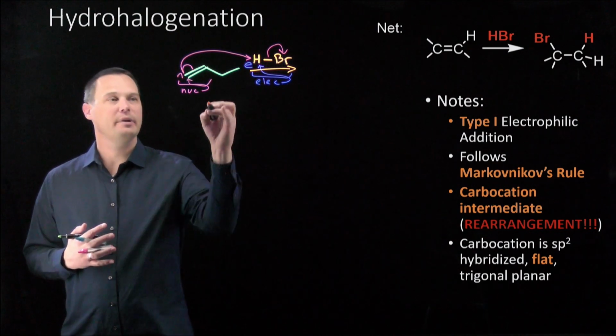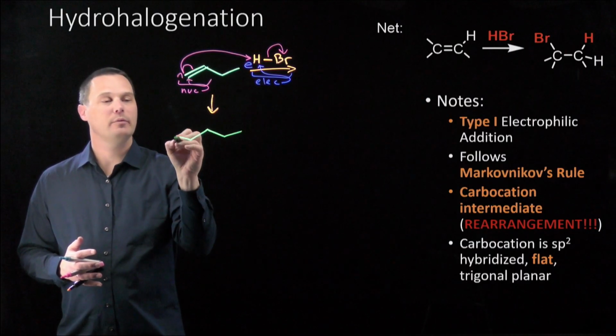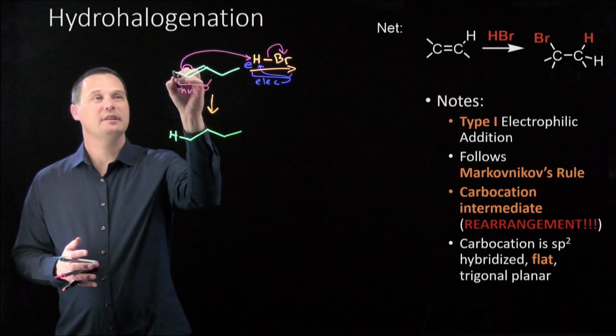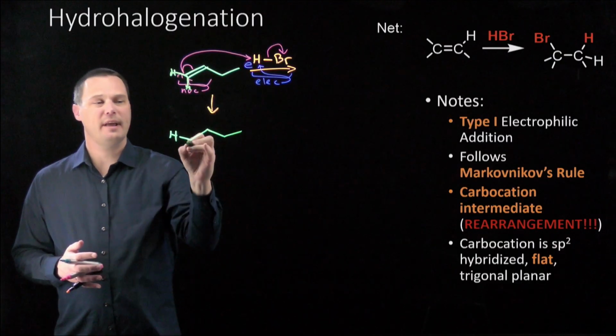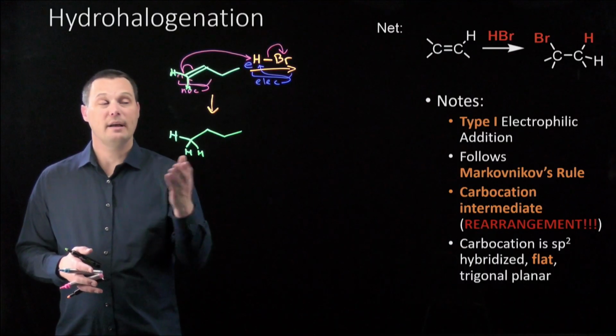The result of this step will be our first intermediate. We'll break the pi bond on carbon 1 and carbon 2. Carbon 1 will form a new bond with hydrogen. Carbon 1 in this example already had two hydrogens attached. We don't have to draw them in, but if it helps you see where all the hydrogens go, you're certainly welcome to. But we're not done with this structure.